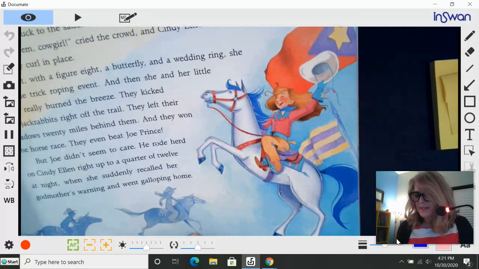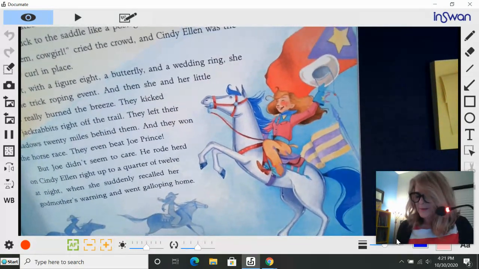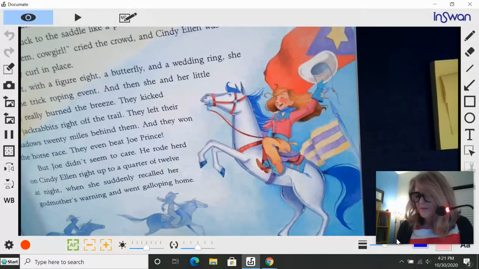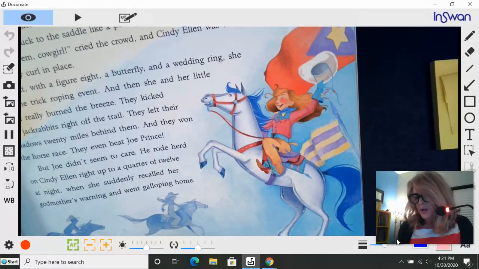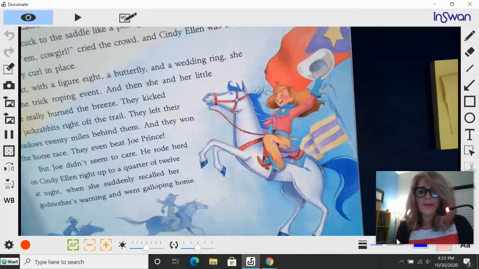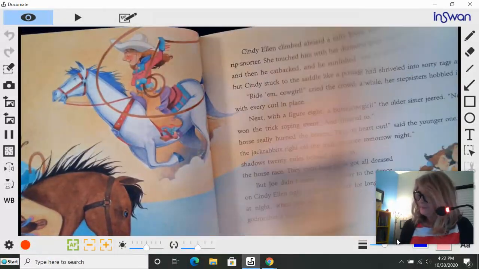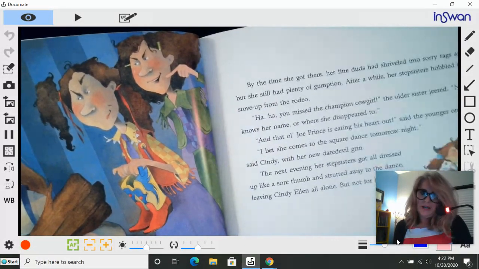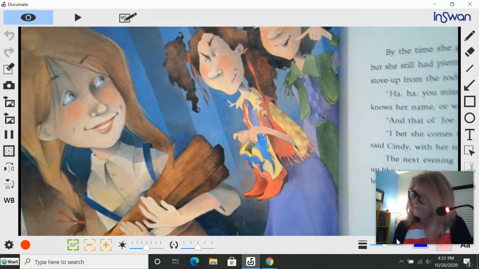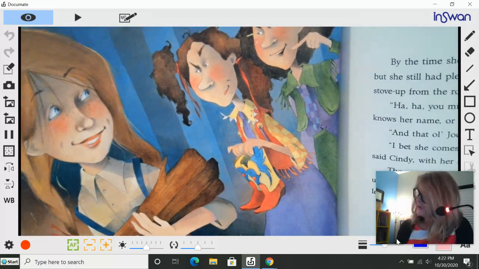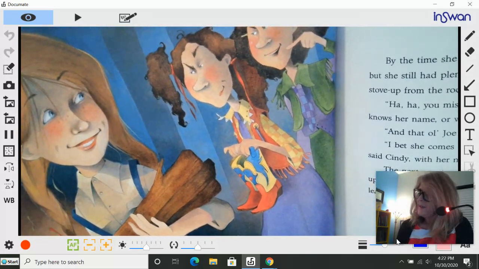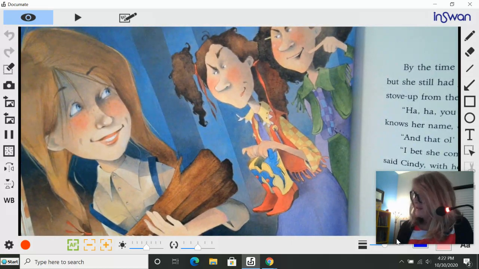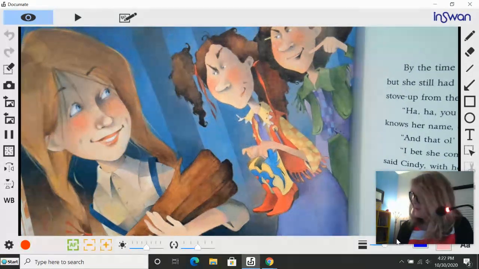But Joe didn't seem to care. He rode herd on Cinder Ellen right up to 11:15 at night, when she suddenly recalled her godmother's warning and went galloping home. By the time she got there, her fine duds had shriveled into sorry rags again, but she still had plenty of gumption. After a while, her stepsisters hobbled in, all stove up from the rodeo.